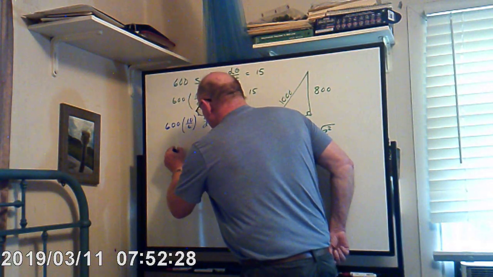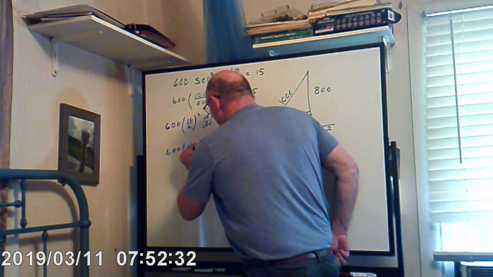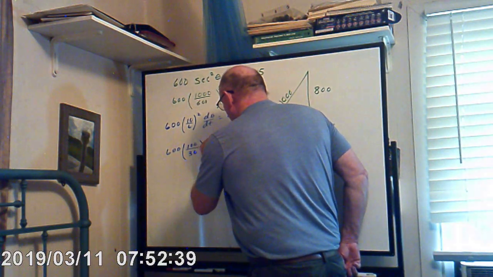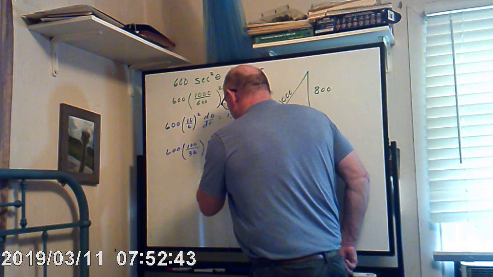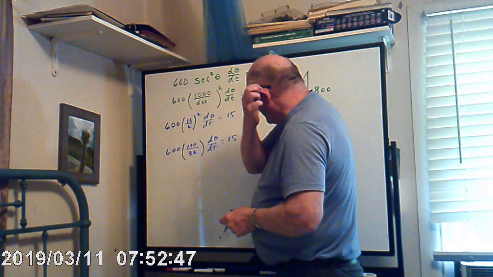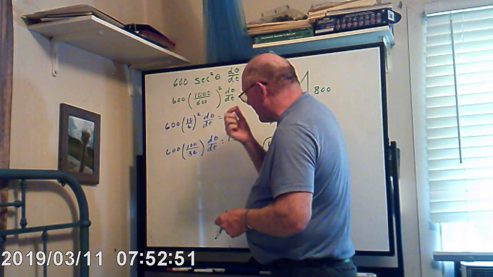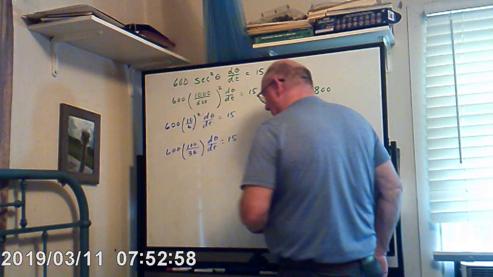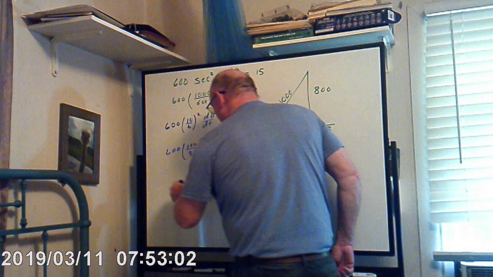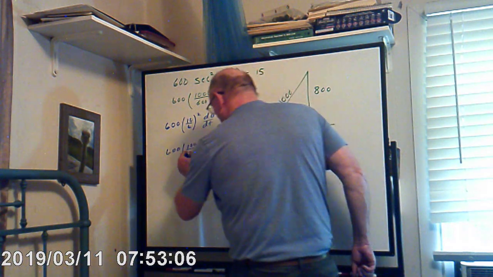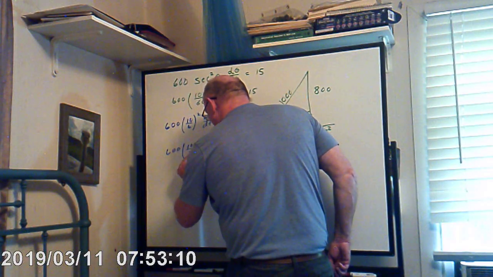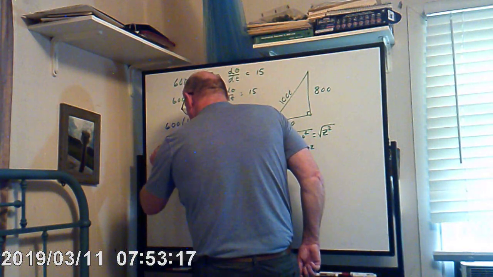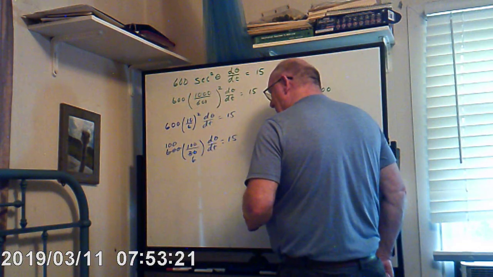So 600. Now we've got 100 right here. 10 squared is 100. Well, I guess 6 squared is 36. D theta over dt is equal to 15. We can still reduce that. Well, I don't know if it would help to do that anyway. So let's see what happens. We can multiply across if we want to. Let's see if 600 will go into 36. Well, I know 6 will go into 36 6 times. 6 times 6 is 36. 6 will go into 600 100 times. 100 times 6 is 600.